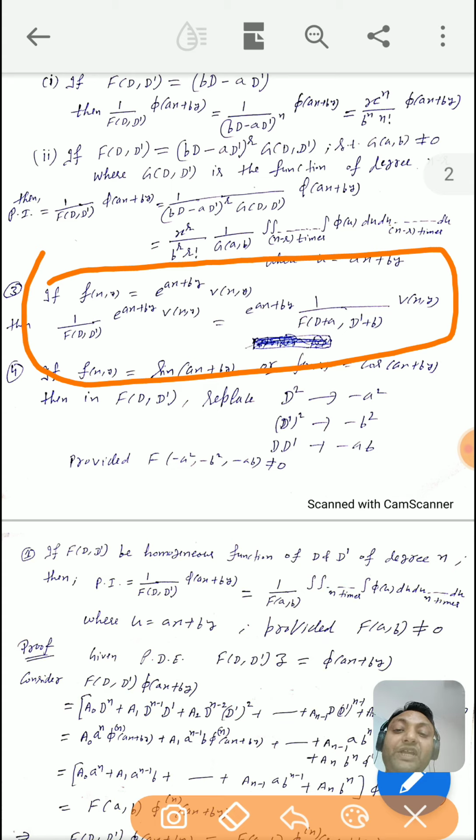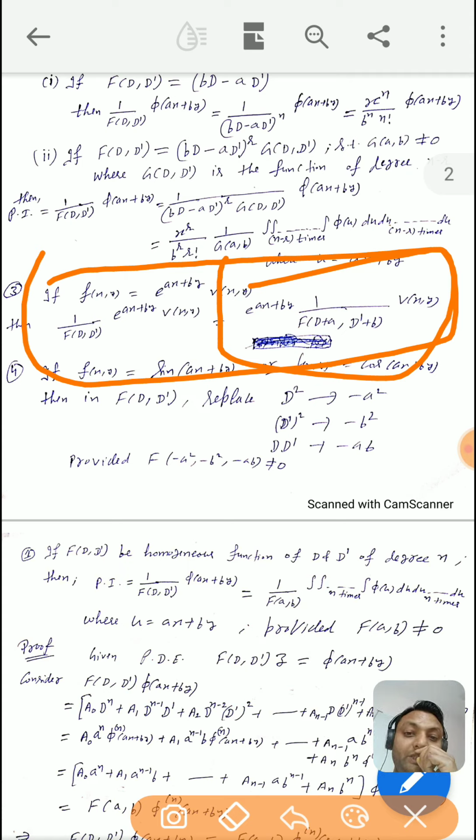If we operate it only on e^(ax+by), then we take out e^(ax+by) and we replace D by D plus a and D' by D' plus b, where a is the coefficient of x and b is the coefficient of y, and this we will further operate on v(x, y). So this is the third formula.